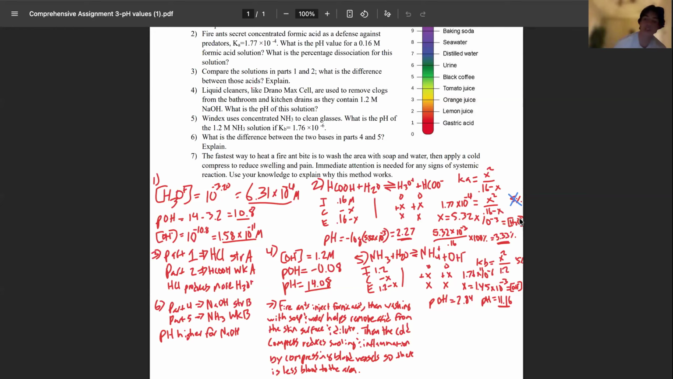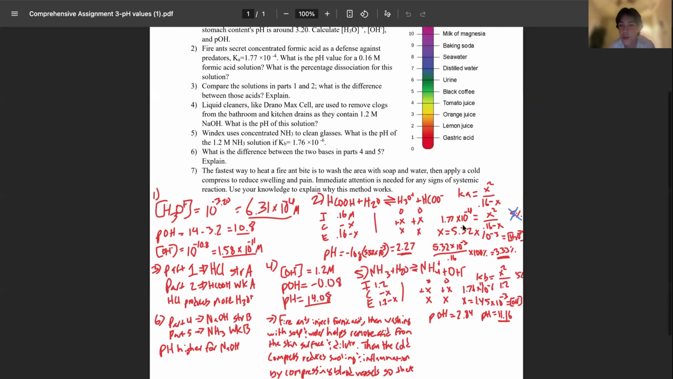the concentration of H3O. And then to do the percentage dissociation, you put the concentration, which is 5.32 times 10 to the power of negative 3, divided by the initial, which was 0.16 molality, and you multiply it times 100 to get a percentage, and it should give you 3.33. And using the concentration, you can also find the pH, which is just negative log of the concentration, and should give you 2.27.